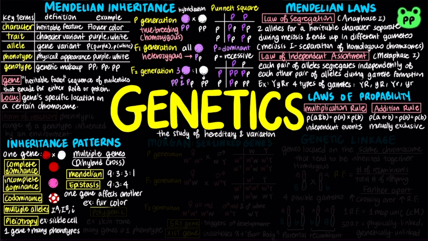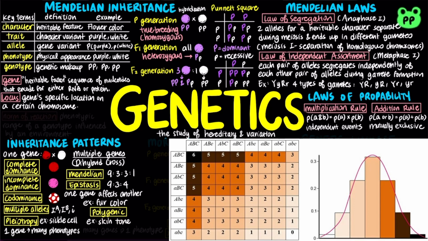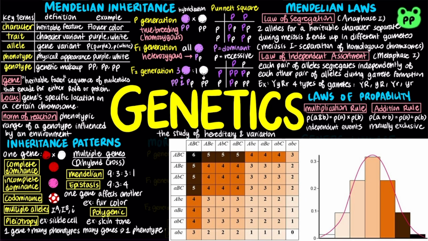Many traits exhibit polygenic inheritance. For example, skin color in humans is determined by multiple genes. Polygenic characters typically have a broad norm of reaction, which is the phenotypic range of a genotype influenced by environment. The skin color is largely dependent on the environment as well.